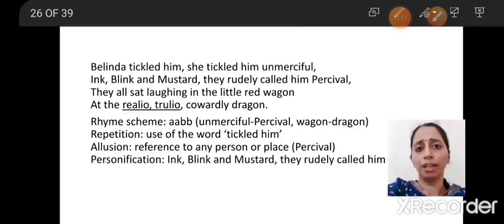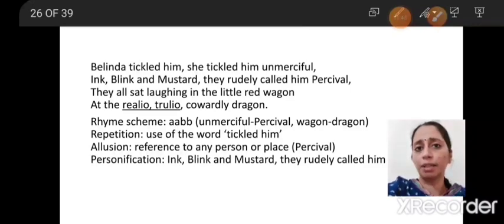Then we have an allusion. What's an allusion? When we refer, now over here in this line, ink, blink and mustard, they rudely called him Percival. Okay, so what is happening over here? There's a reference to a person. Okay, and who is this person? Person is Percival. I told you that he was a knight. Okay, so here there is a reference to a person. So the figure of speech is allusion.